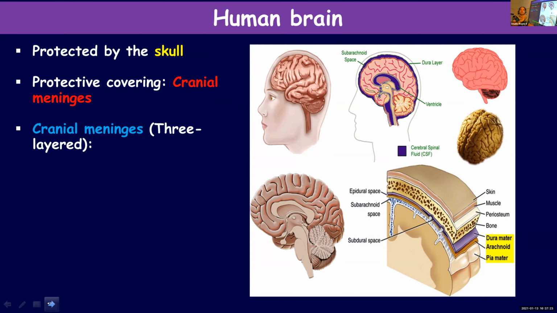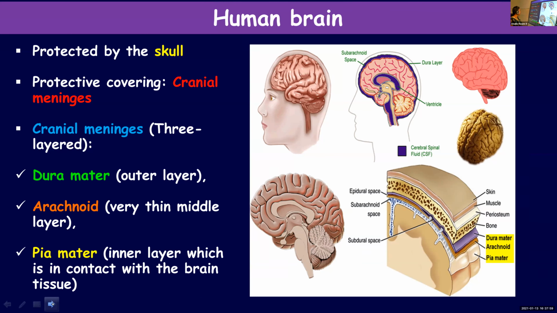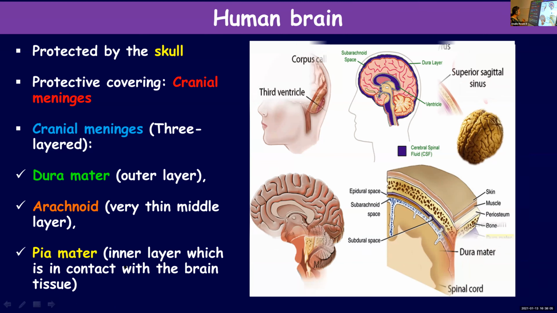It's protected inside a bony box known as skull or cranium. Apart from that, some membrane coverings are also there in order to provide protection to our brain. And this membrane, you call it as cranial meninges. Meninges is having 3 layers. Now let's learn the name of these 3 layers. Dura mater, that is the outermost layer. Arachnoid, that is the middle layer, which is very thin compared to the other layers. Then pia mater, the inner layer. Inner layer means the one which is in close contact with the brain tissue.